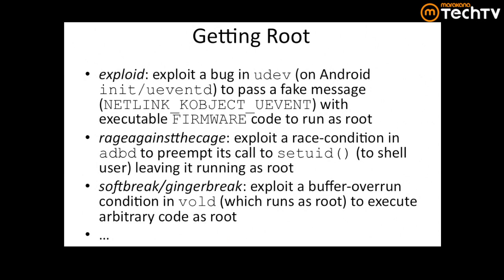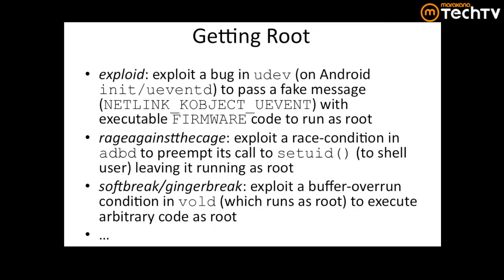Now, getting root. These are some of the exploits from the past. Exploit D took advantage of a weakness in Android's init process, which is actually UEventD on Android. What it did was allow netlink kEvent UEvent messages, which are normally supposed to come from the kernel anytime a new device is plugged into or discovered in a system, to this UEventD.